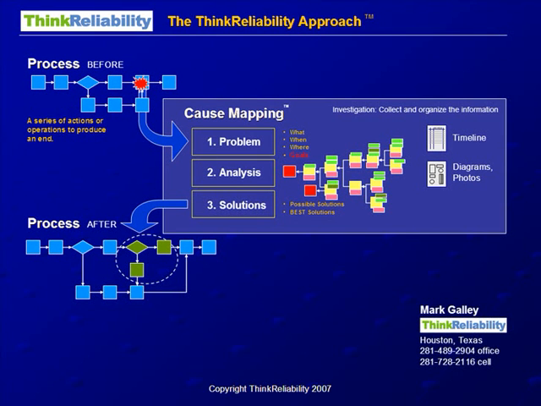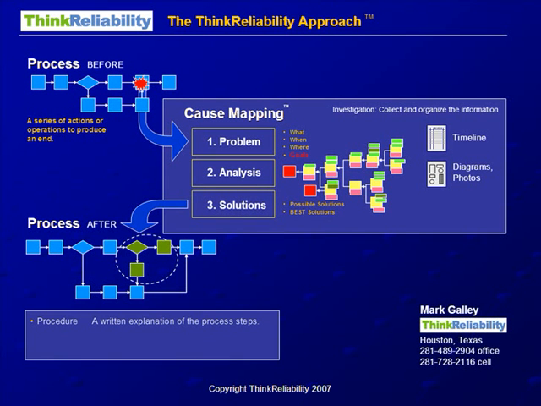So there's this before and after view in terms of process anytime you investigate an issue, and that cause map fits in between there. Now, a simple perspective on process is that a procedure is really a written explanation of the process steps. When we train people in an organization, we're teaching them the steps of the process, and supervision is about ensuring the proper execution of the processes in that organization. So procedure, training, and supervision are key parts of understanding that process perspective.